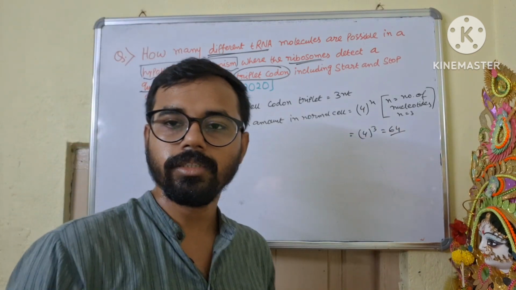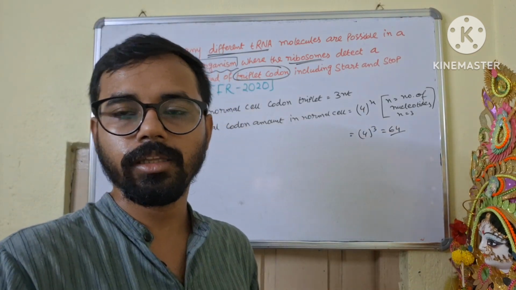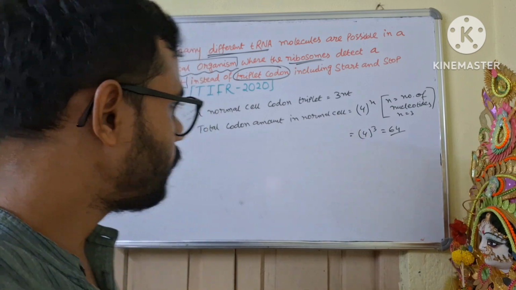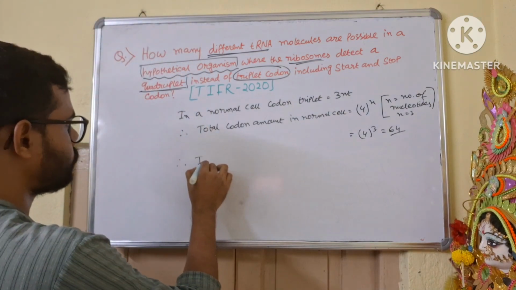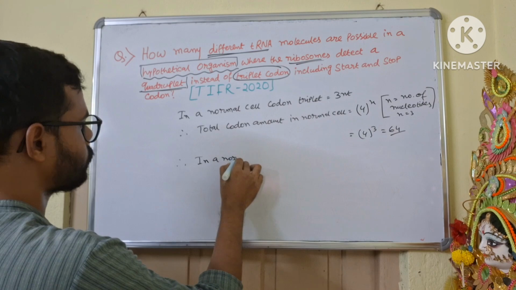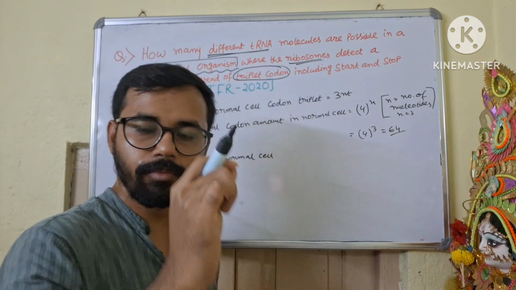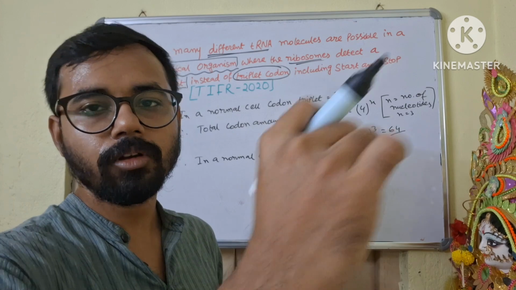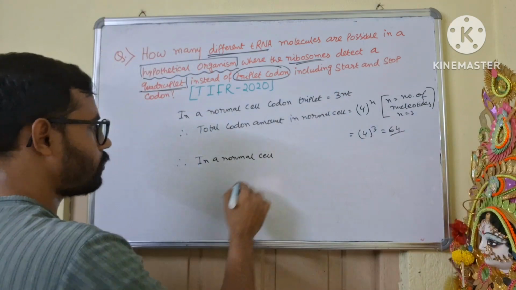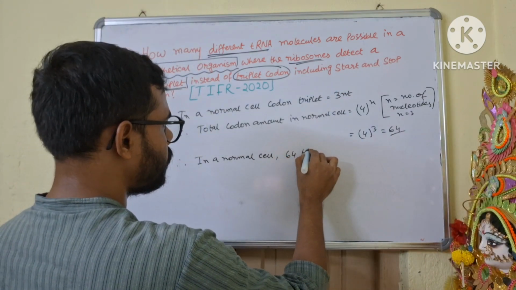Just use your basic knowledge. Each codon, for recognition, needs an anticodon-containing tRNA. That means in a normal cell, the number of codons equals the number of anticodon-containing tRNA molecules. So in a normal cell, 64 tRNAs are needed.